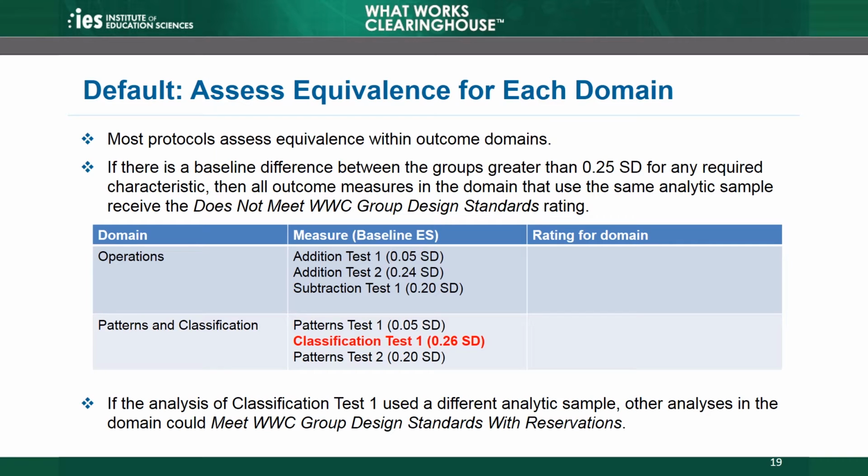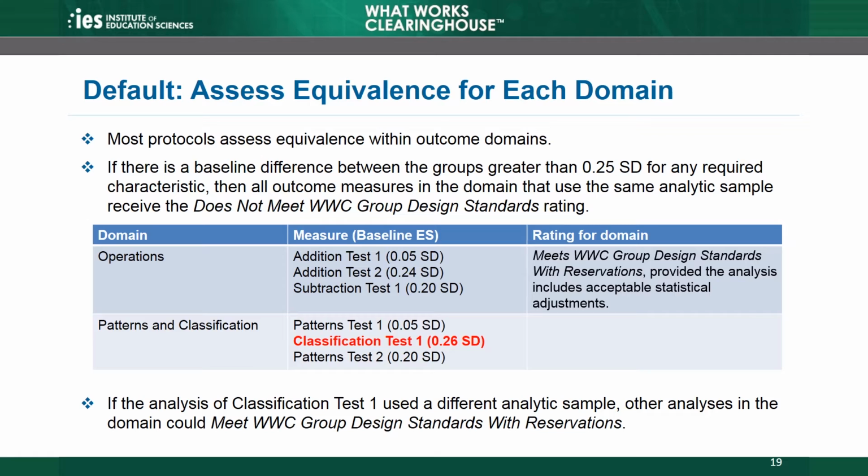In the example illustrated here, a study examined outcome measures in 2 domains: operations and patterns and classification. In the operations domain, none of the baseline differences are greater than 0.25 standard deviations. Analyses of outcome measures in this domain could meet WWC group design standards with reservations, provided they all include appropriate statistical adjustments for an acceptable pre-intervention measure of the outcome.